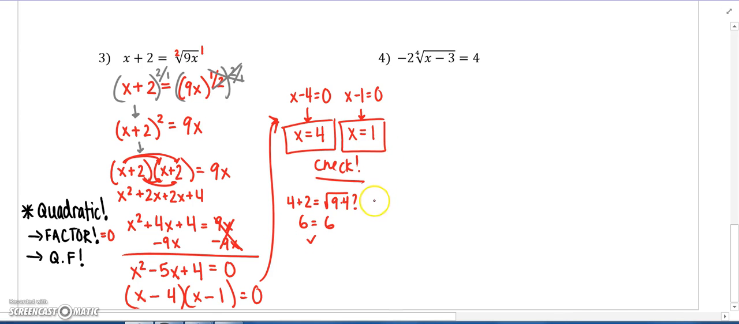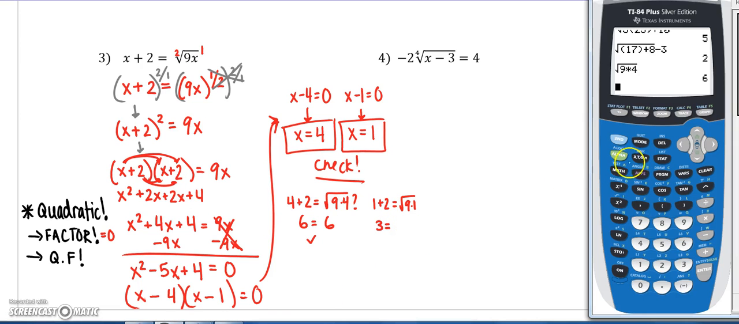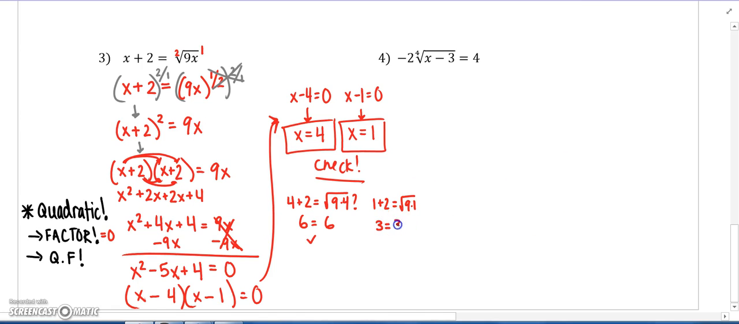Let's double check the other one. 1 plus 2 equals the square root of 9 times 1. Well, 1 plus 2 is 3. And the square root of 9 times 1. Again, some of us got that no problem. Others maybe just double check, just to be sure. And that one's 3 also. So in this case, both these answers work out, and they are answers. We don't have to cross anything out. Done with that one. Alright, one last one.